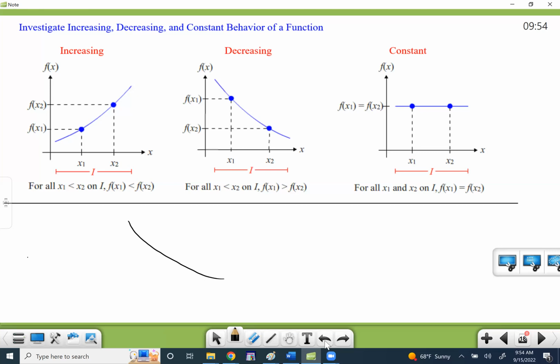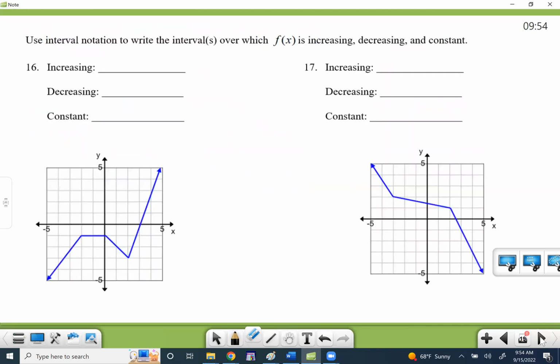So that's why when you see up here, this one would be an increasing function because I would be going up if I moved from left to right. This one would be a decreasing function because I would be going down from left to right. And this one would be considered constant because I neither increase nor decrease, I just stay the same. So that would be a constant function. All right, so let's go and look at some of these and describe whether they're increasing, decreasing, or constant.